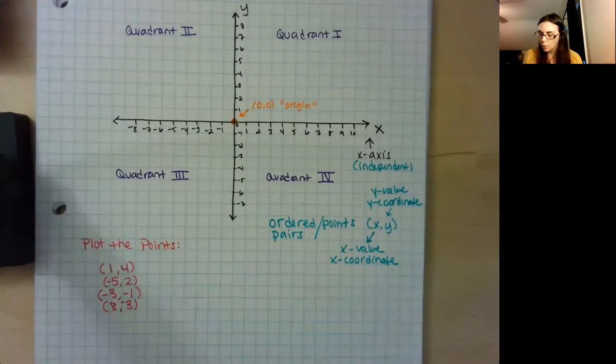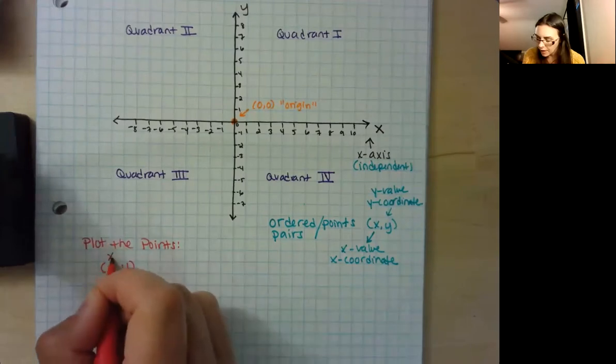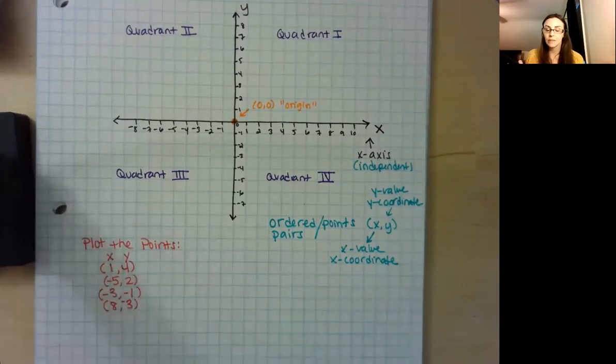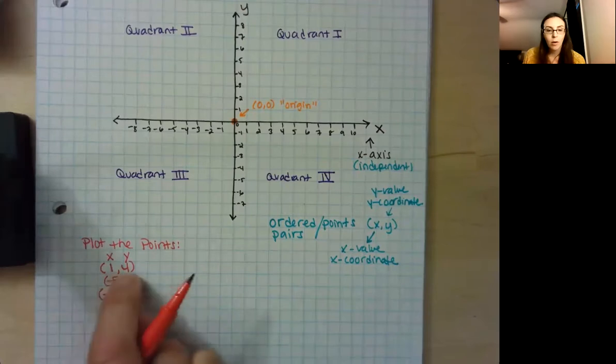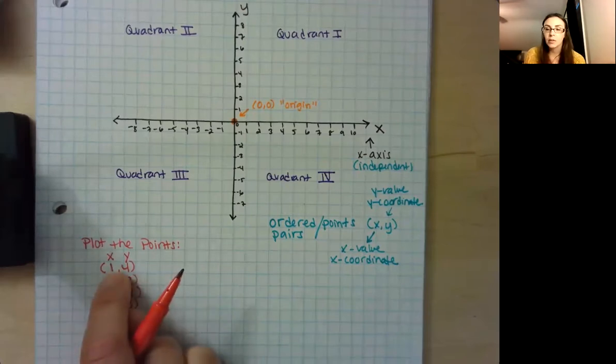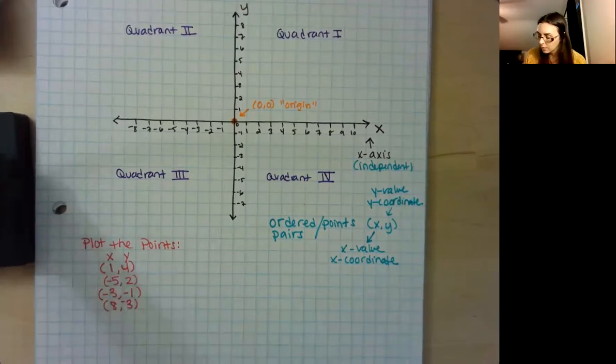So our first one is (1, 4). You want to always remember that they're giving you the x value first and the y value second. Each of these pairs here corresponds to 1 point.